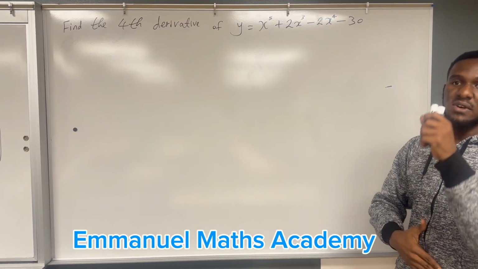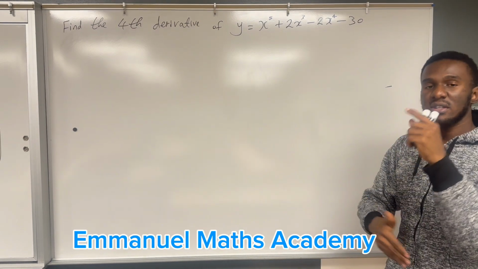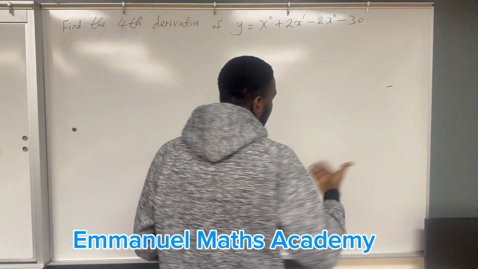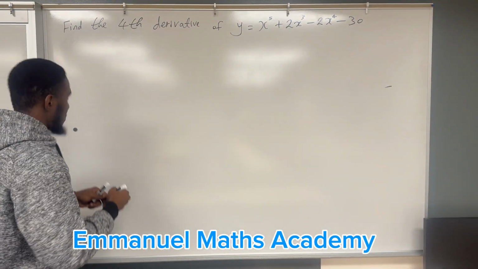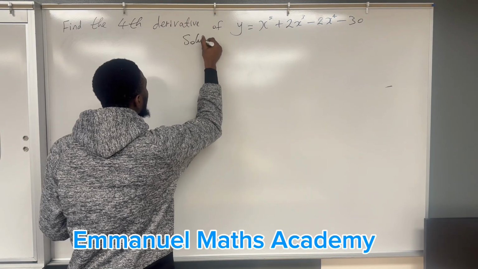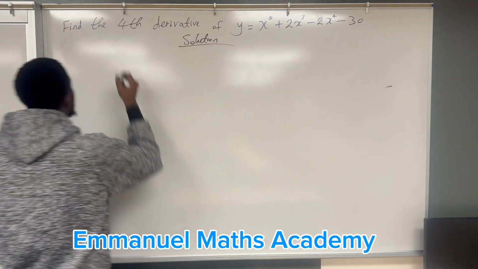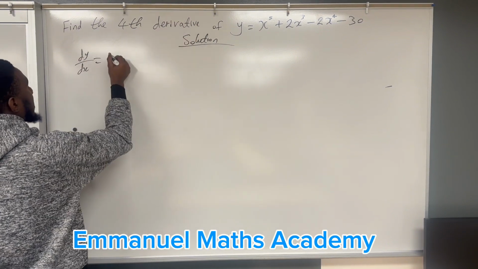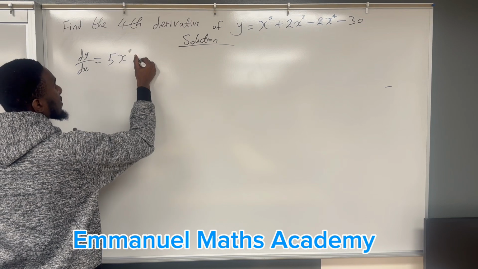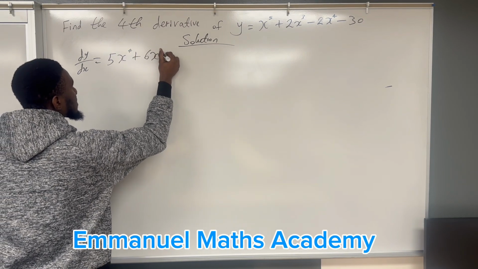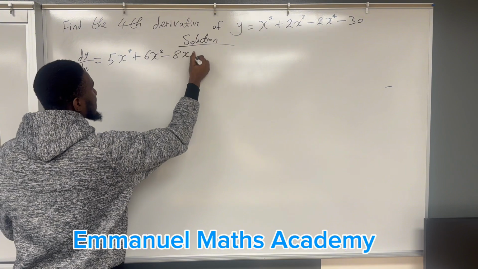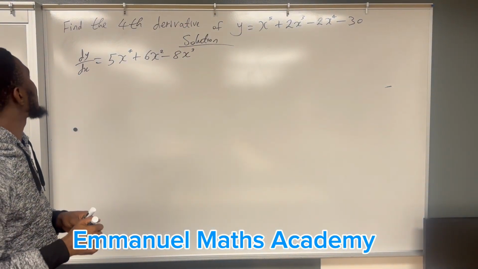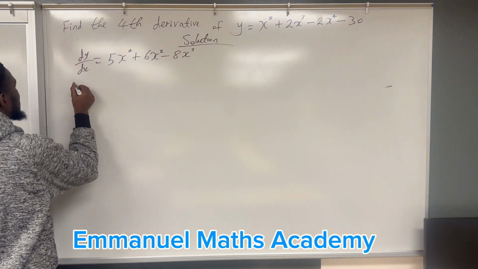That means if you find the first derivative, you find the second derivative and the third derivative, right? It simply means differentiating up to the fourth term, like 4 times. So simply we have our solution. Our dy/dx is equal to what? 5x raised to the power 4 plus 6x raised to the power 2 minus 8x raised to the power 3 minus 0. If you differentiate a constant, you have what? You have 0.